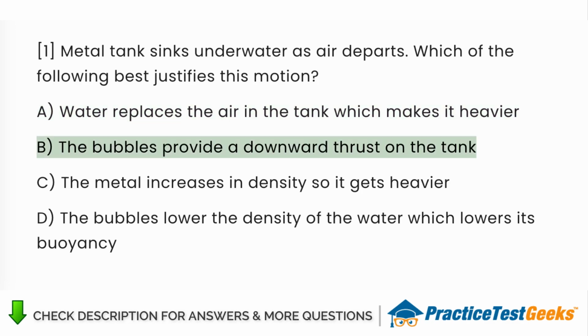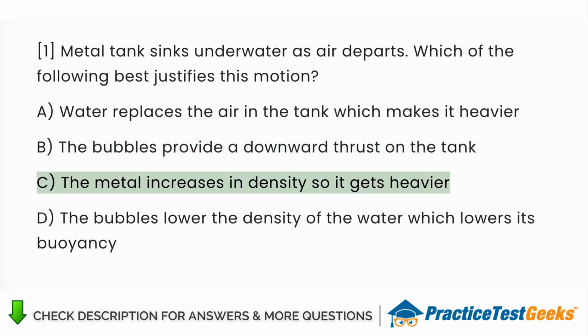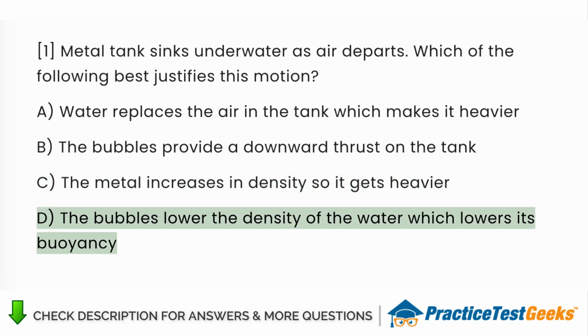B. The bubbles provide a downward thrust on the tank. C. The metal increases in density so it gets heavier. D. The bubbles lower the density of the water, which lowers its buoyancy.